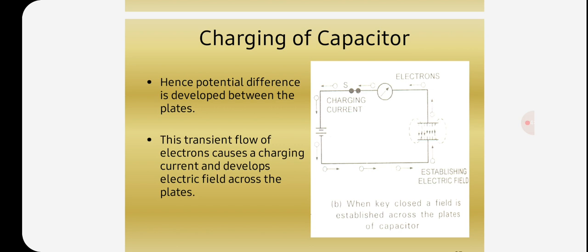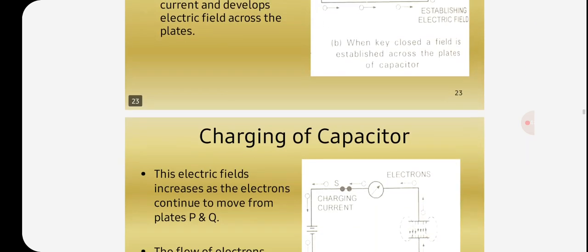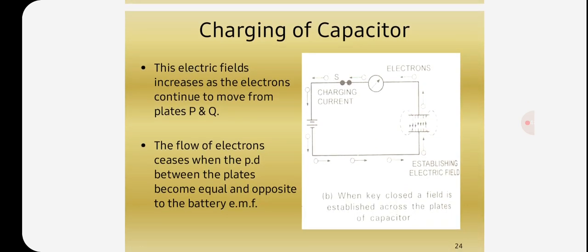This transient flow of electrons causes a charging current and develops an electric field across the plates. This electric field increases as the electrons continue to move from plate P to Q. The flow of electrons ceases when the potential difference between the plates becomes equal and opposite to the battery EMF.